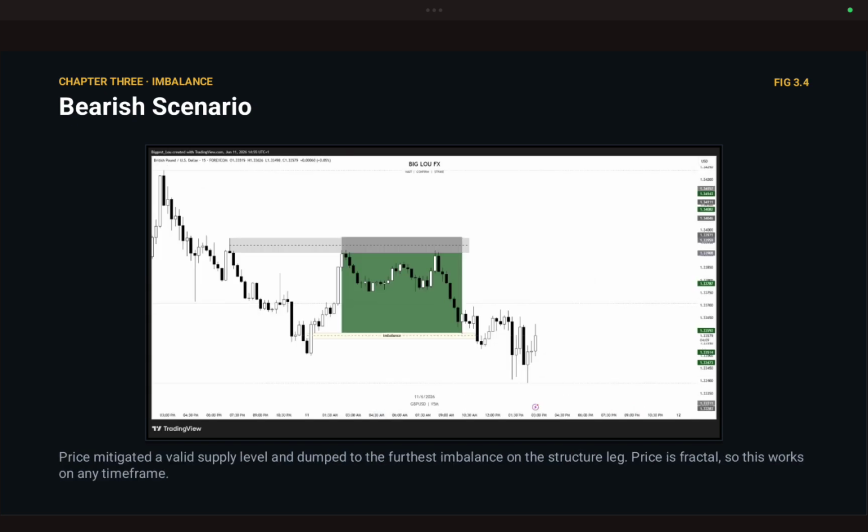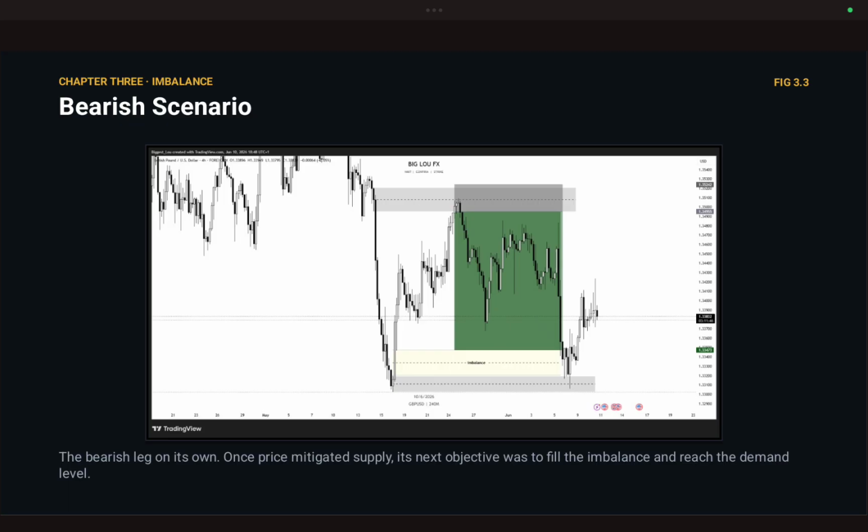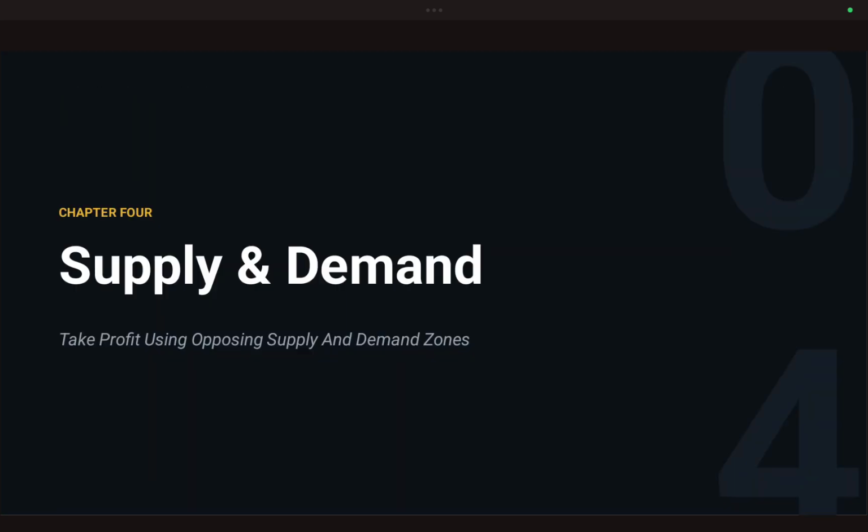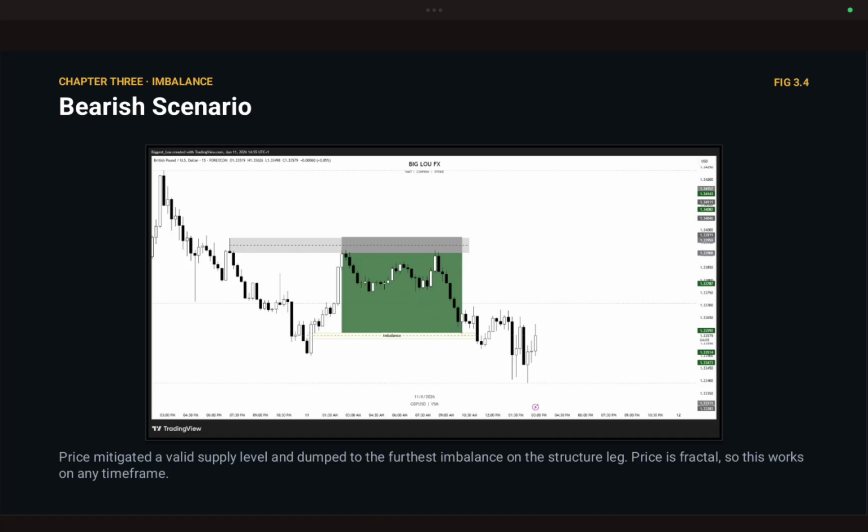This is a bearish example, another one. Imbalance open, price mitigated a value supply level and dumped to the furthest imbalance on the structural leg. Price is fractal, so this works on any time frame. This one is a 15 minutes time frame, this one is on the 4 hour time frame. So price is fractal, it works across all time frames.